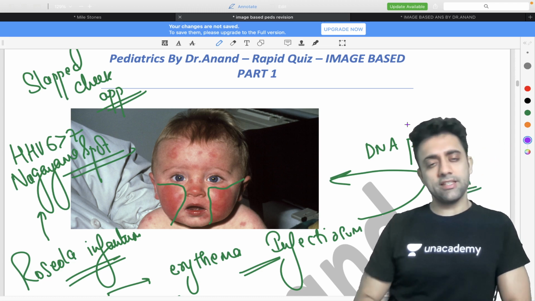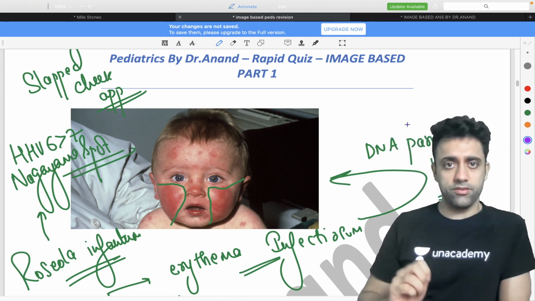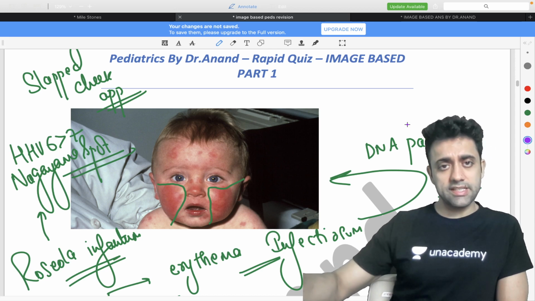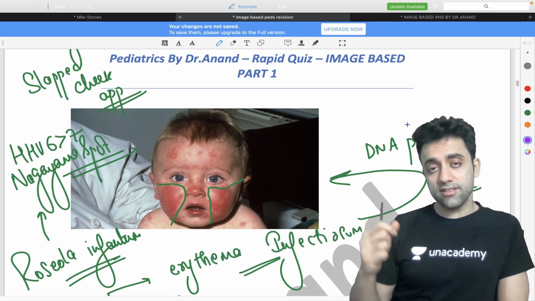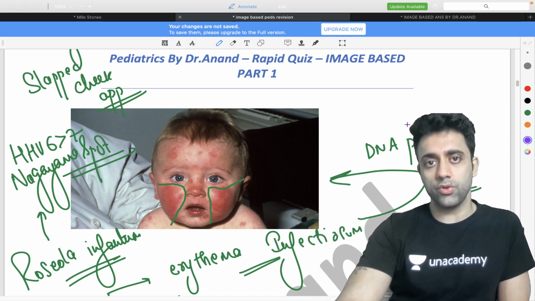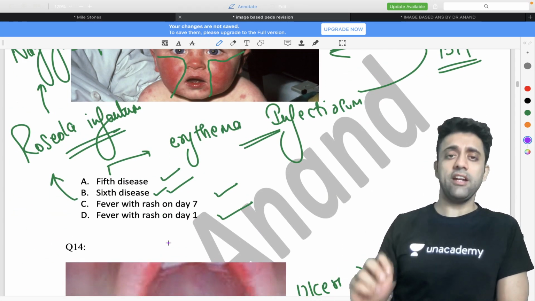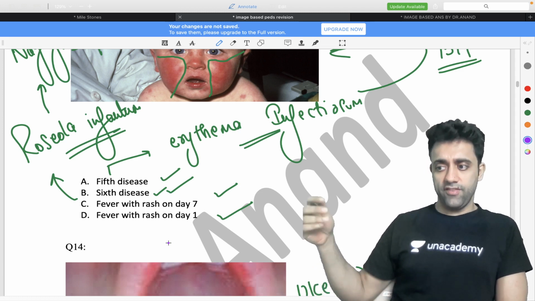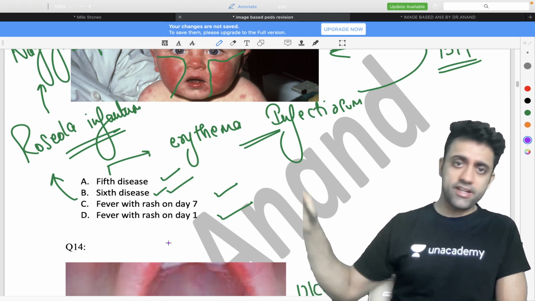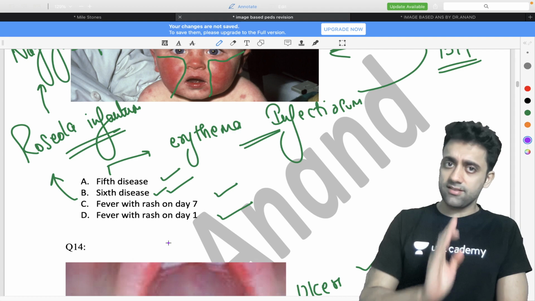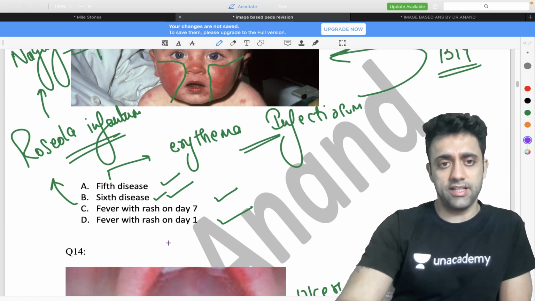How will you remember? If you hit a sixer, you get a rose. So sixth disease is nothing but roseola infantum. And remember, this sixth disease does not mean fever with rash on day 6. Fever with rashes on day 6 is a separate entity. This sixth disease is just a name. Sixth disease, fifth disease, that's all you should know.